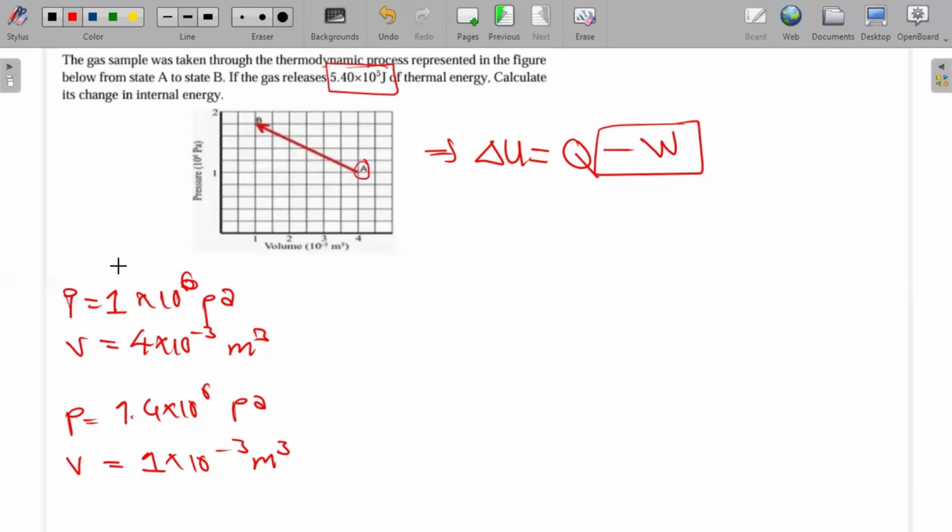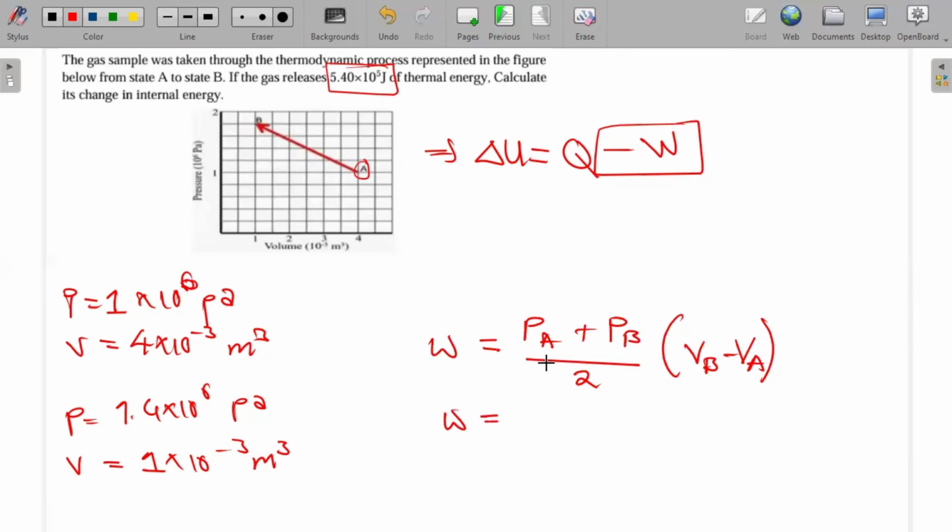Anyone else? So said simply, the work done will be equal to the pressure at point A plus the pressure at point B, divided by 2, multiplied by the volume at point B minus the volume at point A. You have to master this formula because it is the simplest form we can use if you have a linear thermodynamic process like this one. So my work done will be equal to pressure A. Where is pressure A? This is A here, this is B.